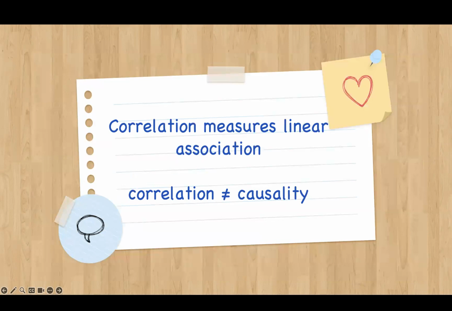So the take-home message is important to keep in mind. First, correlation is only useful for measuring linear association. And second, correlation is not equal to causality.